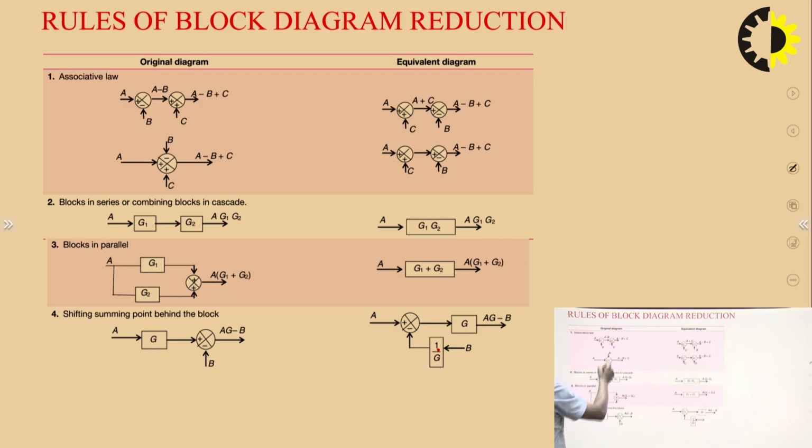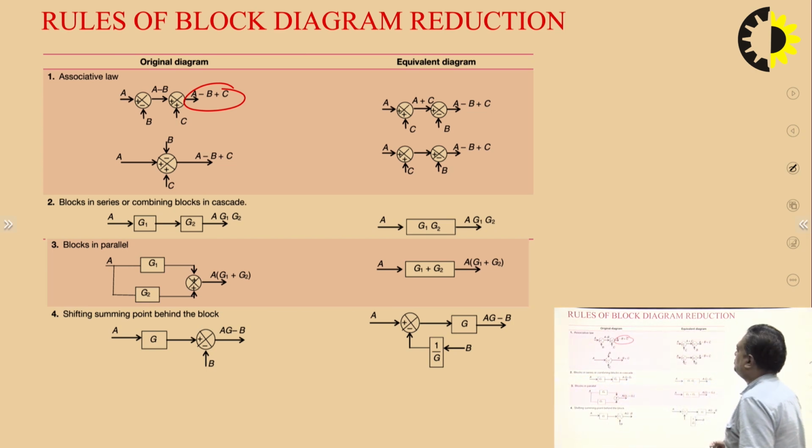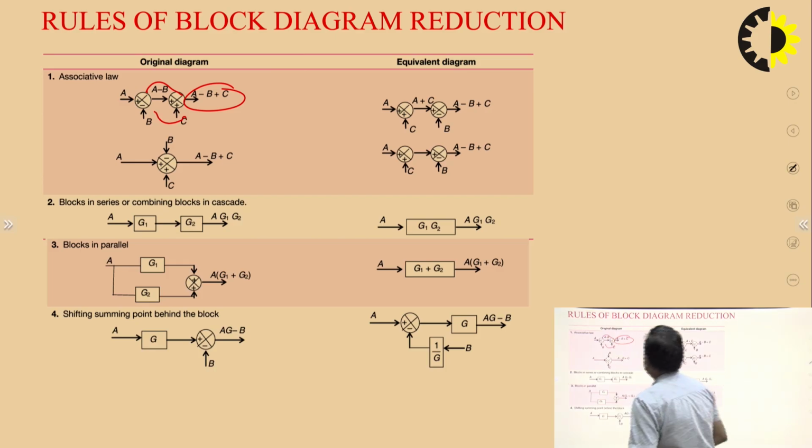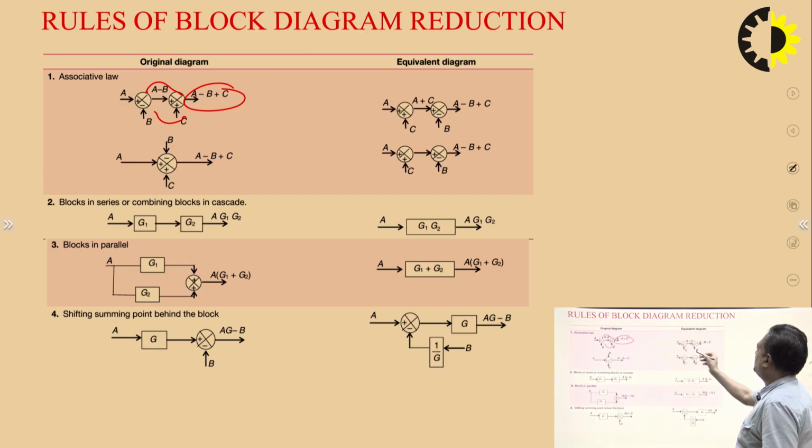You are getting A minus B at this plus point, and when we are adding this, we are getting the output A minus B plus C. Similarly, if you are rearranging these blocks, if you have put this block here and this block here, then you can see here again you are getting the same output. It means it will follow the associative law.